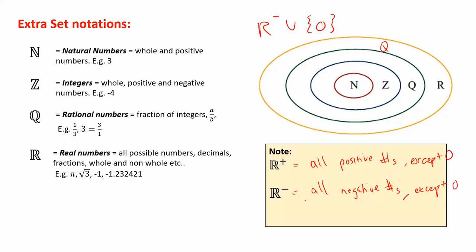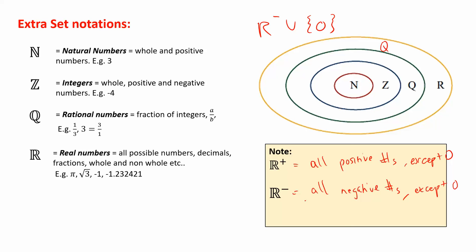Yes. Wait, is 0 a plus or a negative number? It's not part of it. That's why when you write R plus or R negative, it doesn't include it. That's why if you want to include it, you have to put a union. Which one? What does R negative mean? All negative numbers. What does union mean? You group it with. So take all negative numbers, group it with. What does that mean?